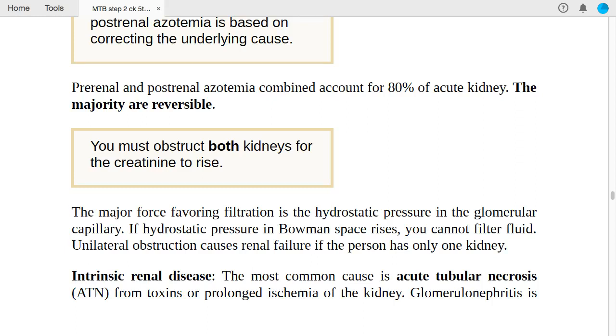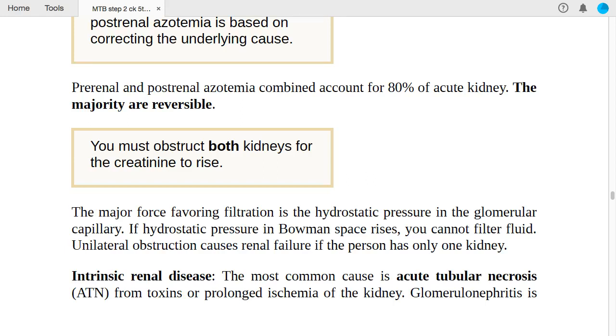Unilateral obstruction causes renal failure. If there is unilateral obstruction, the patient can go into renal failure. And if the person has only one kidney, that may also cause renal failure because of the obstruction. So we can say that because of the obstruction, the patient can go into renal failure.